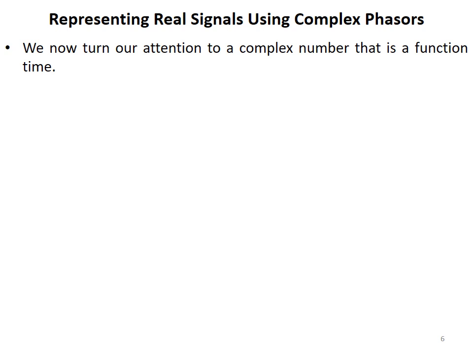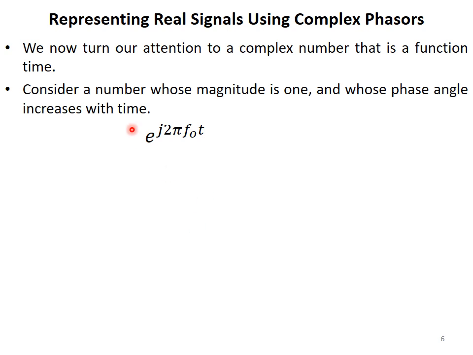Now we have understood what real and complex numbers are and how they are represented. Now let us discuss complex signals. Let us consider a complex number which is a function of time, for example this one: e to the j 2 pi f naught t is a complex number.